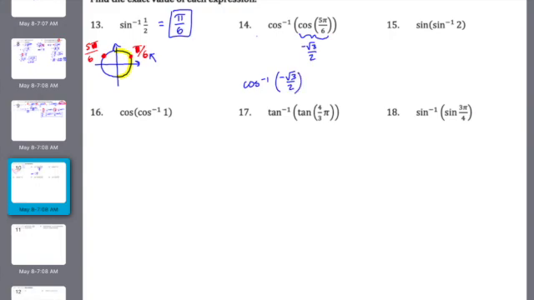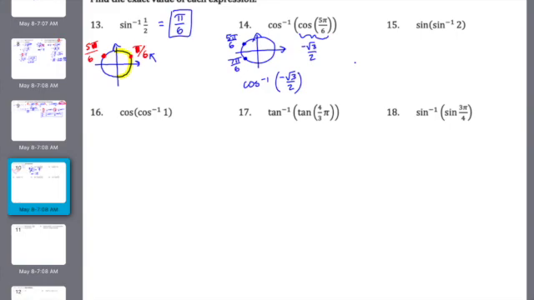So again, we're asking ourselves, where on the unit circle is the x value equal to negative root 3 over 2? Well, that happens at two places. It happens over here at 5 pi over 6, and it happens down here at 7 pi over 6.